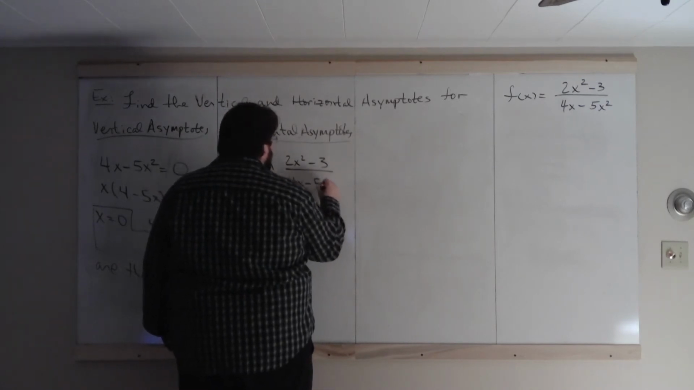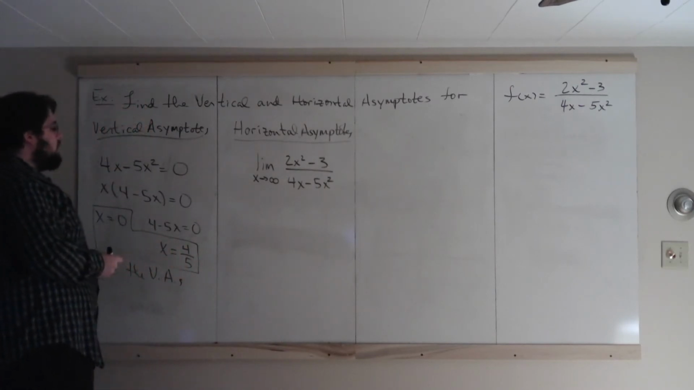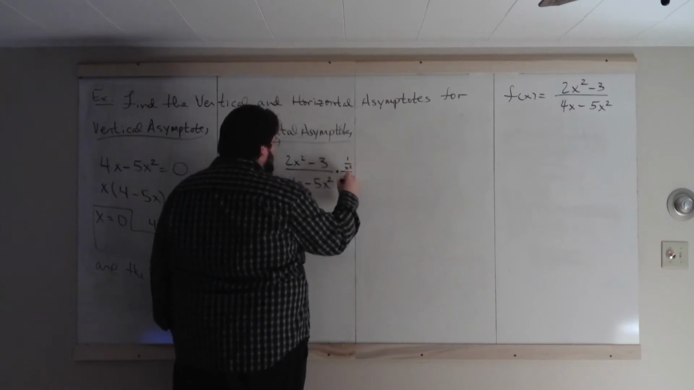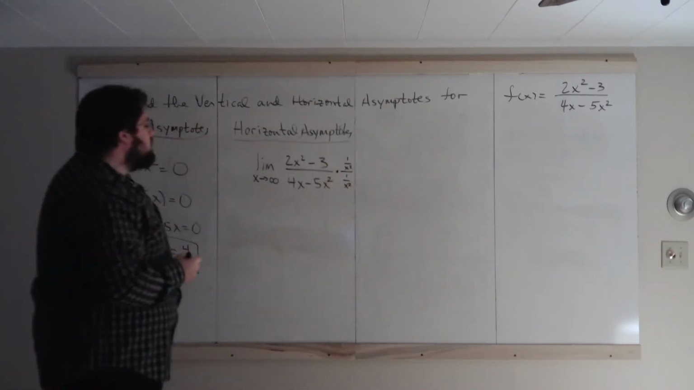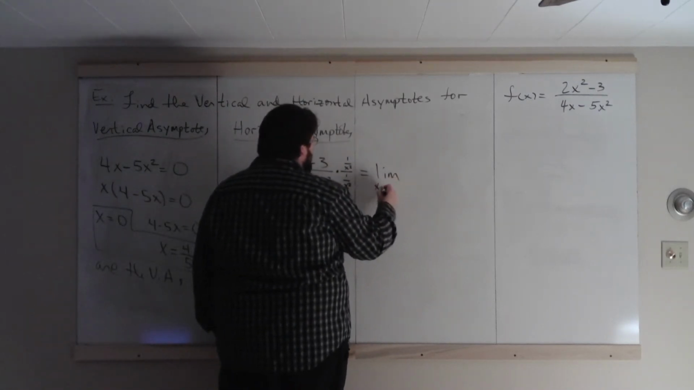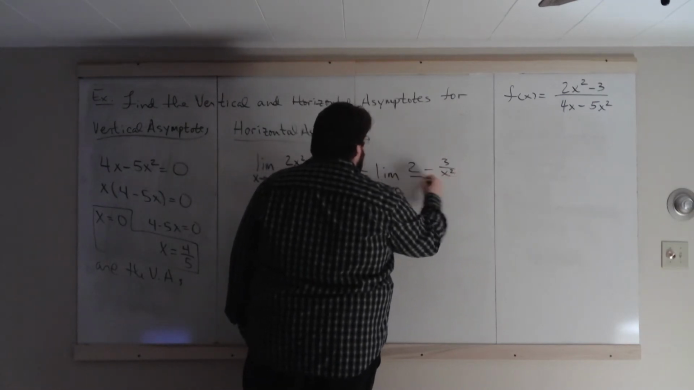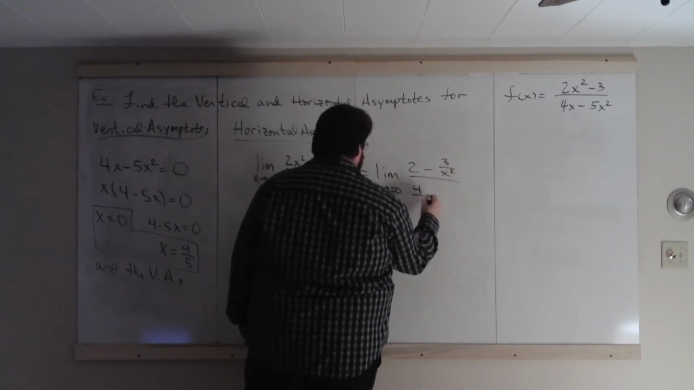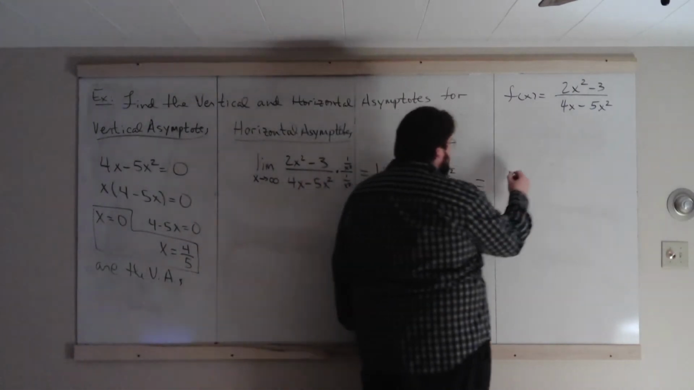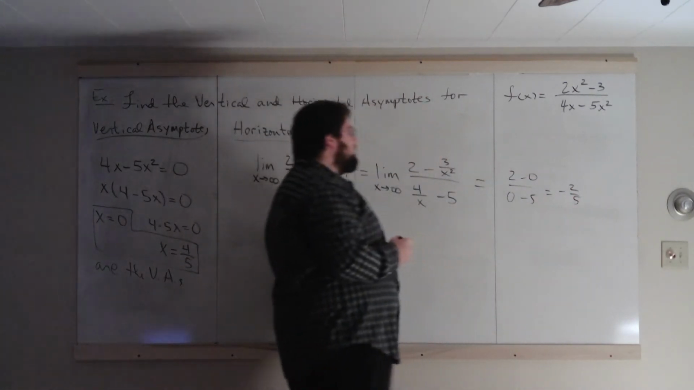4x minus 5x squared. You could use L'Hopital's rule because this is what? Infinity over negative infinity? I'm just going to multiply by 1 over x squared over itself, and then simplify. We get the limit as x goes to infinity of 2 minus 3 over x squared, all over 4 over x minus 5. And this, of course, equals 2 minus 0 over 0 minus 5, negative 2/5.